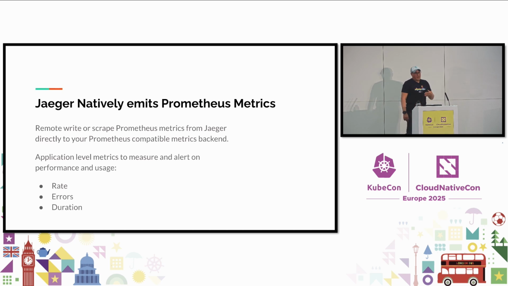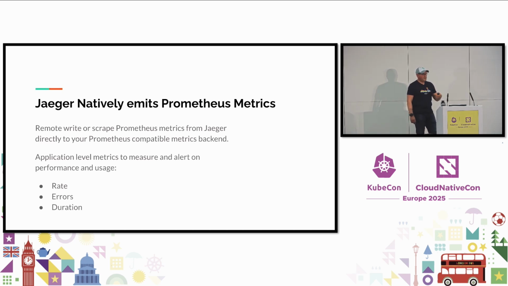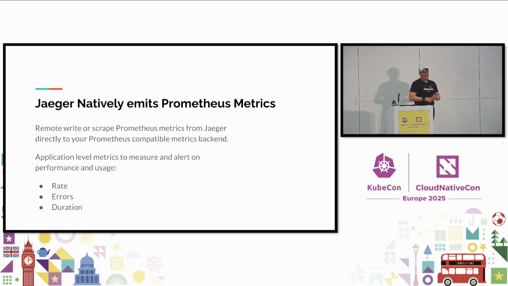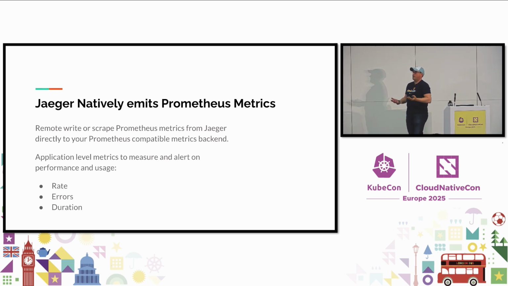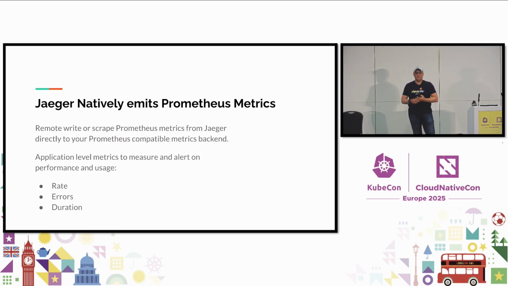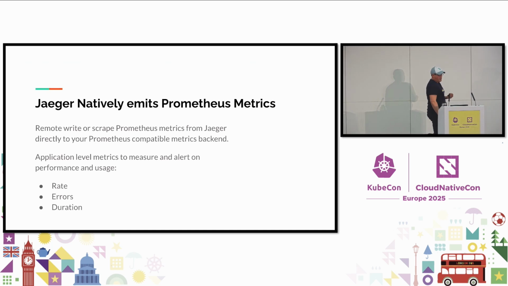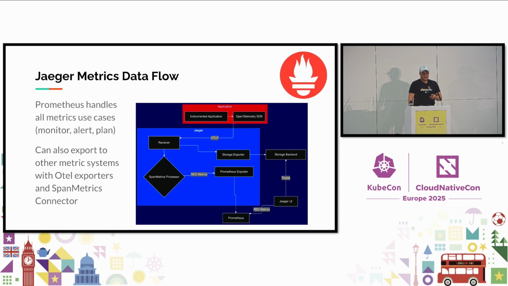Now Jaeger can either remote write or be scraped so that you can get the metrics from your application. Specifically, these are the RED metrics, that's what we call them: request rate, error rate, and duration. So now you will get all of that data automatically from everything that's instrumented in OpenTelemetry. I'll explain how this works. You can use this whether you use Jaeger or not. It works with any Prometheus compatible backend.